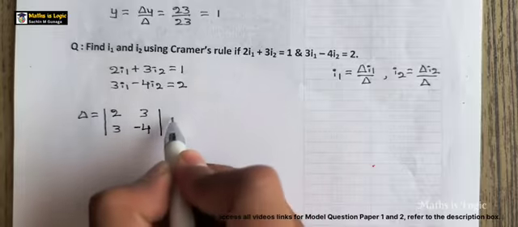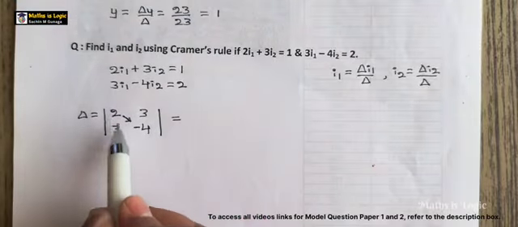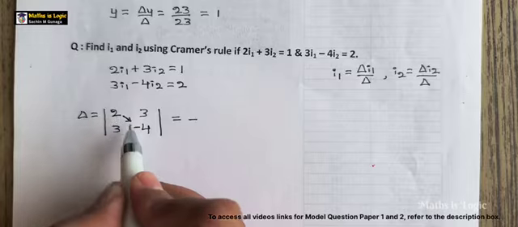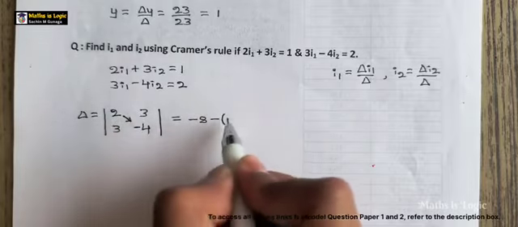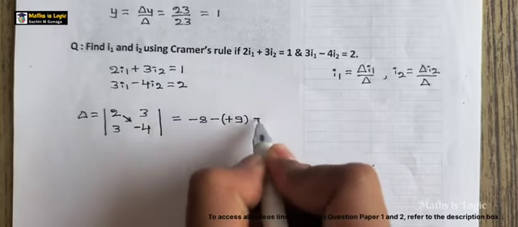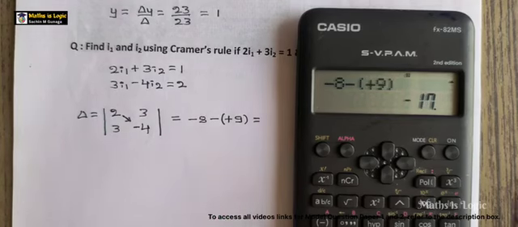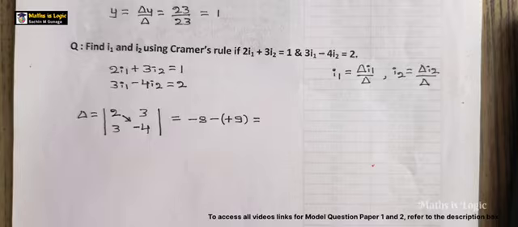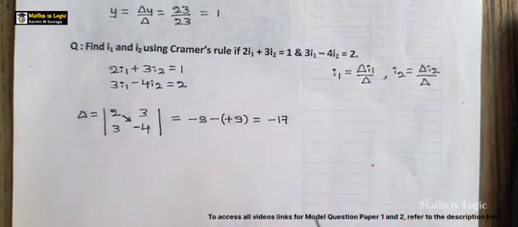Minus 4. Apply second order determinant rule. Again do the cross multiplication. Plus into minus is minus, 2 into 4 is 8. Middle minus sign. Plus into plus is plus, 3 into 3, 9. So which is equals to, better you use the calculator. So here minus 8 minus of in bracket plus 9. Complete the bracket. So what is the answer? Minus 17. So write minus 17. So this is delta value.